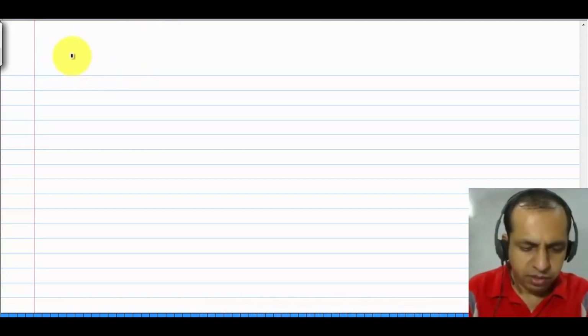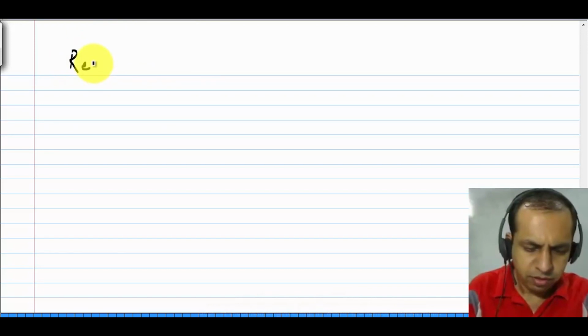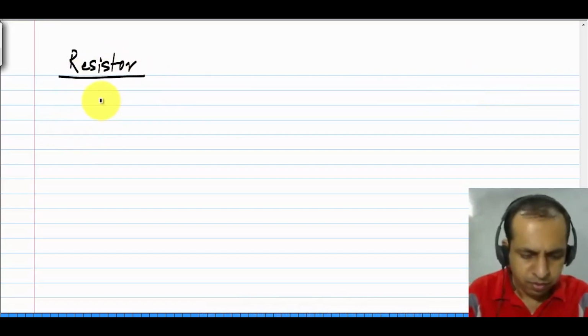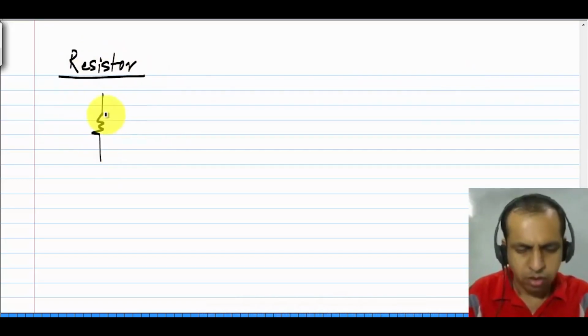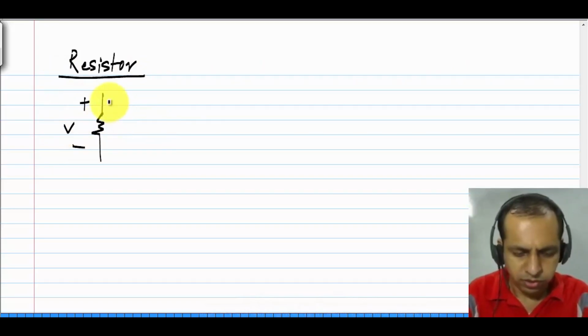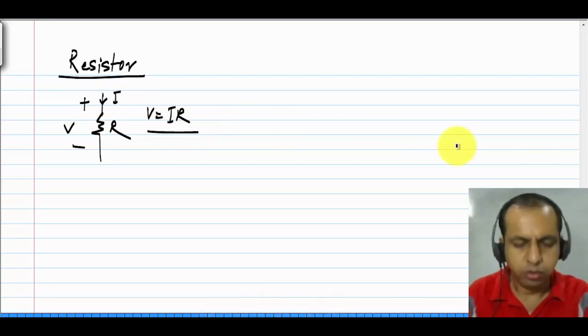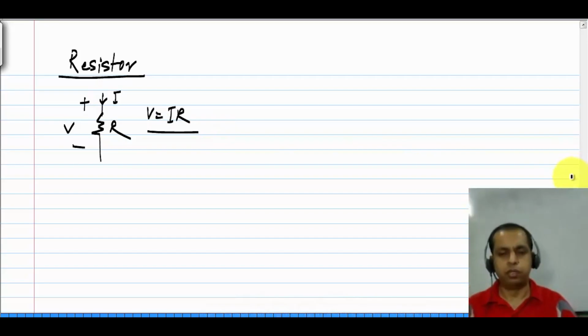Now let's consider a resistor. We know that the voltage across the resistor and the current through the resistor are related by Ohm's law, and the constant of proportionality is the resistance.